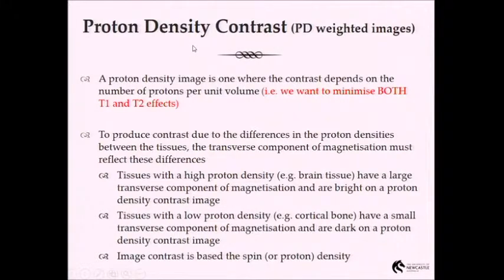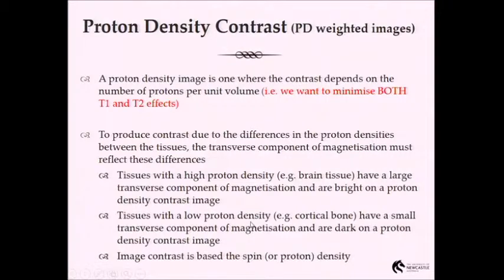So when we talk about proton density weighted images, we're really looking at contrast between just the pure density of protons in different tissue types. So really what we're doing is we're trying to minimise both T1 and T2 effects. So as I said, the contrast is due to differences in the proton densities between the tissues. Tissues with a high proton density have a large transverse component once we make our excitation and flip into the transverse plane, so they're therefore bright on proton density images.